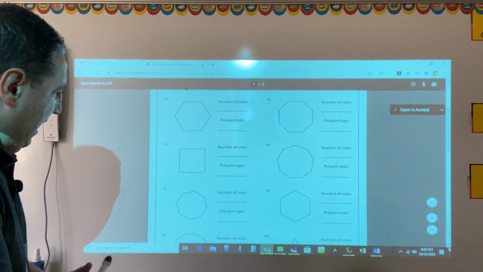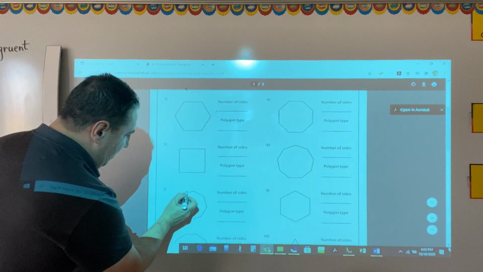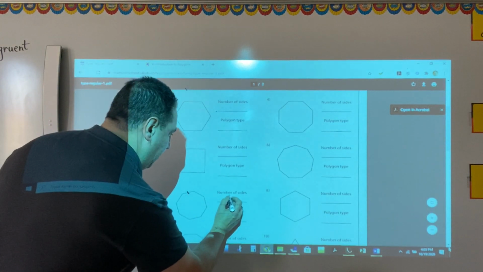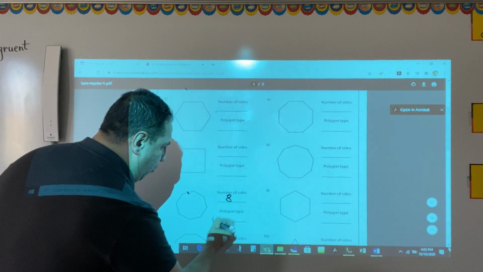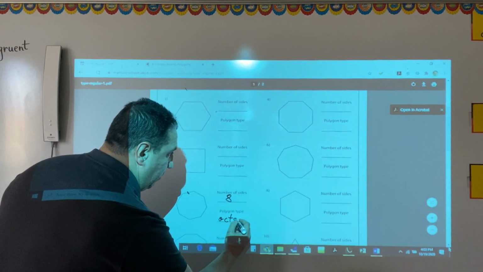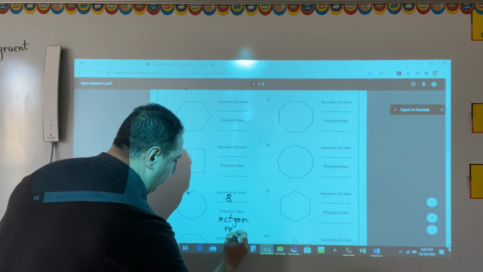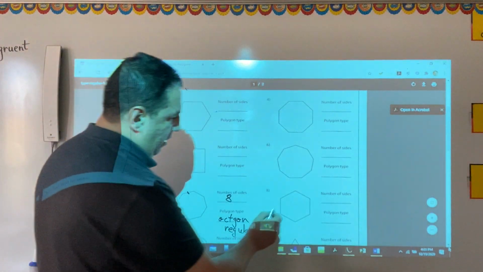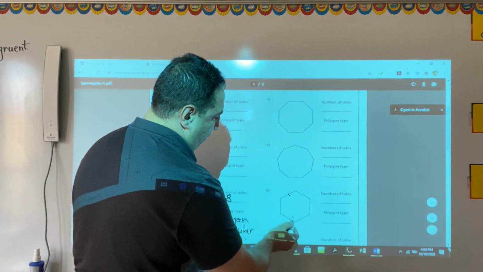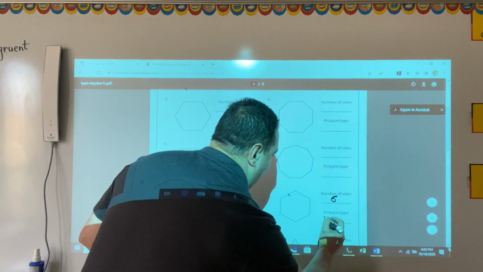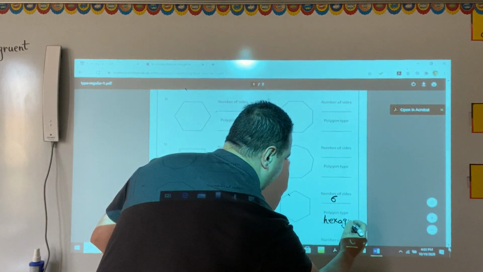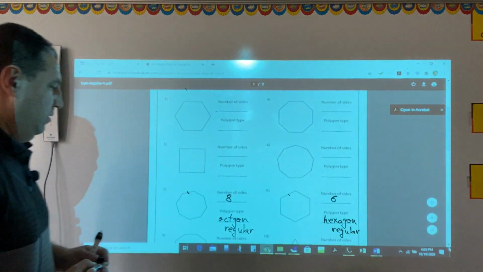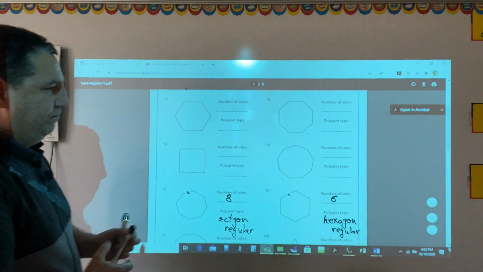Have this one. Again, we count the number of sides. 1, 2, 3, 4, 5, 6, 7, 8. Another polygon with 8 sides is octagon and is regular, right? Then this one, 1, 2, 3, 4, 5, 6 is a hexagon and is regular. Good.